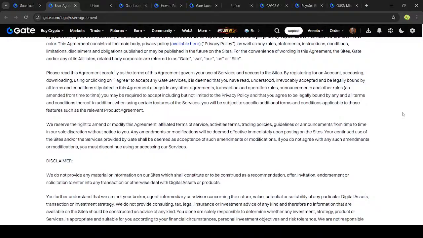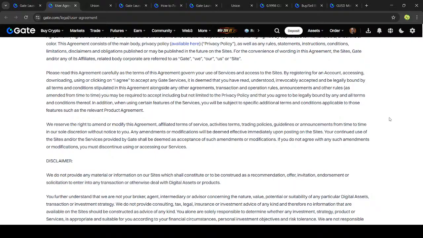So please read the agreement carefully, as the terms of this agreement govern how you use the services and access the site. By registering for your account, accessing, downloading, using, or clicking I agree and accepting any Gate service, you acknowledge that you have read and understood, and irrevocably accept and are legally bound by, the terms and conditions stipulated in this agreement.